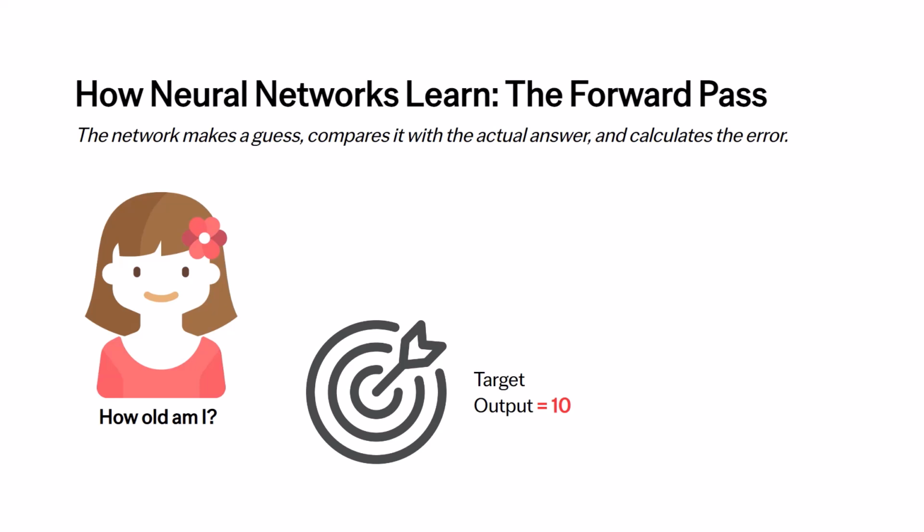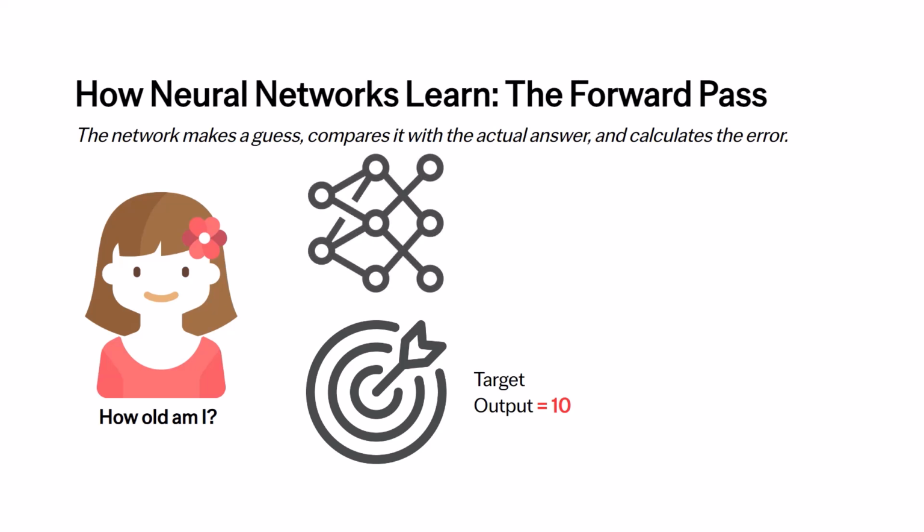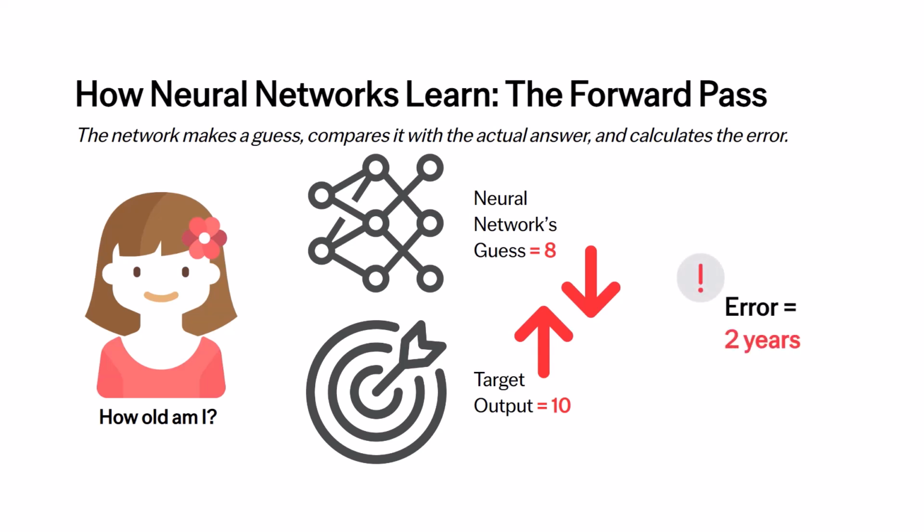Here's the process. Forward pass. The neural network makes a prediction based on the input data. This calculates outputs layer by layer, from the input all the way to the final output. The network's guessed output is then compared to the actual correct answer, the target output, to see how far off it is. This difference is called the error or loss.